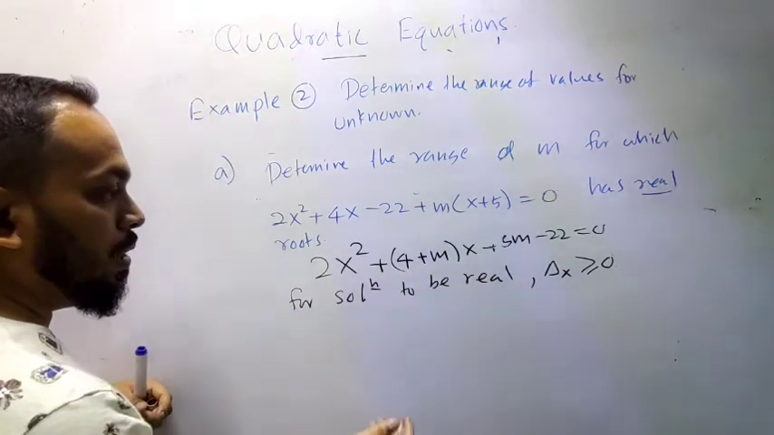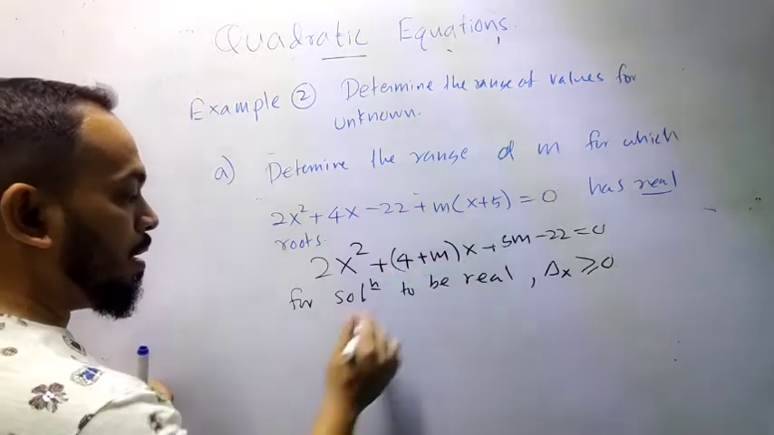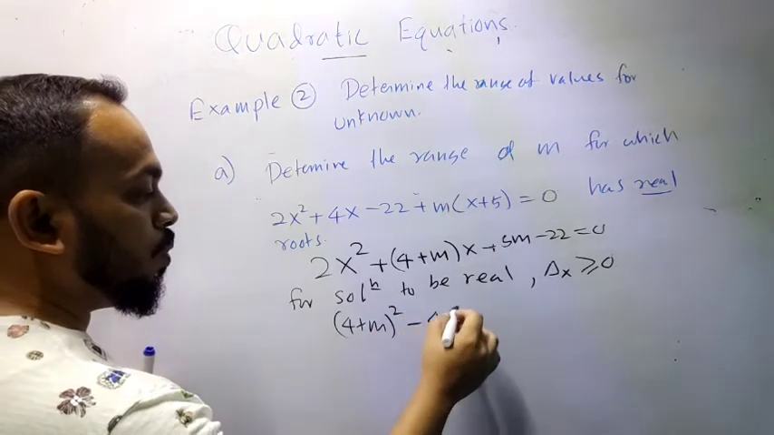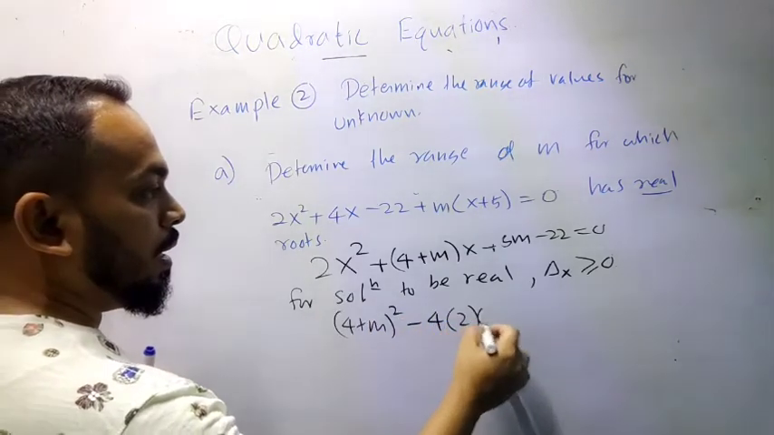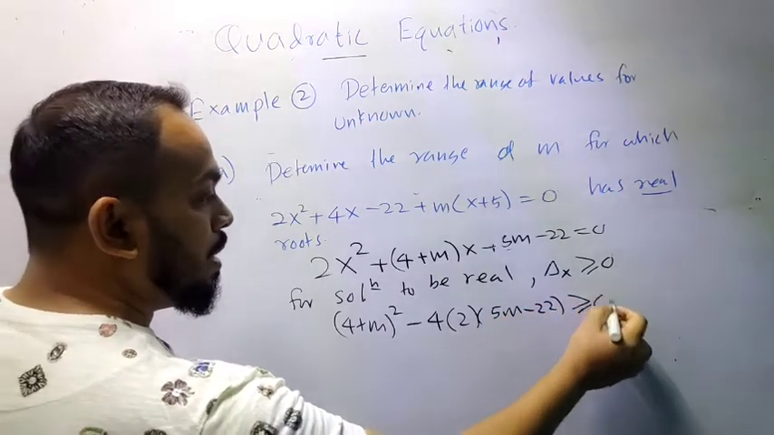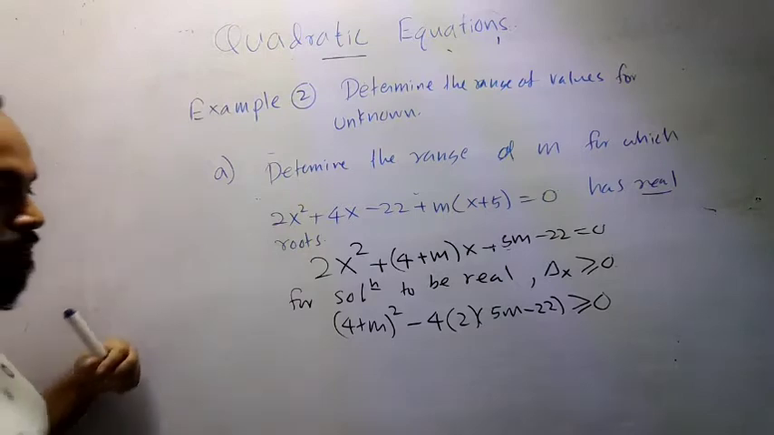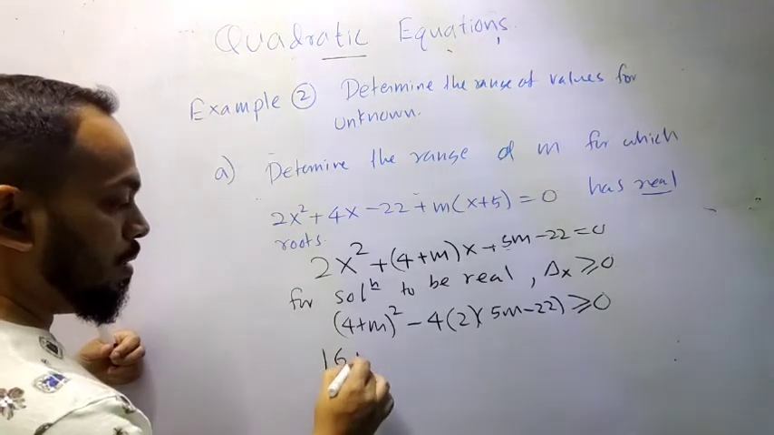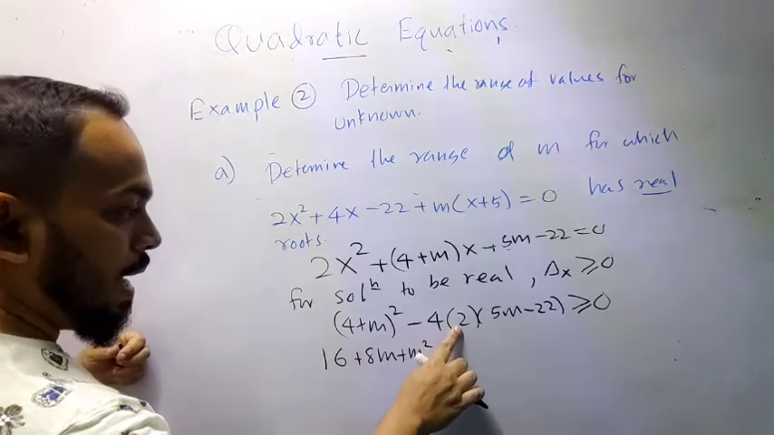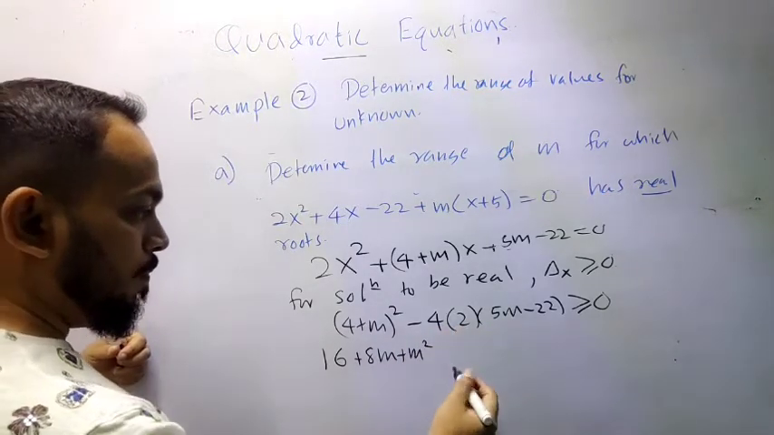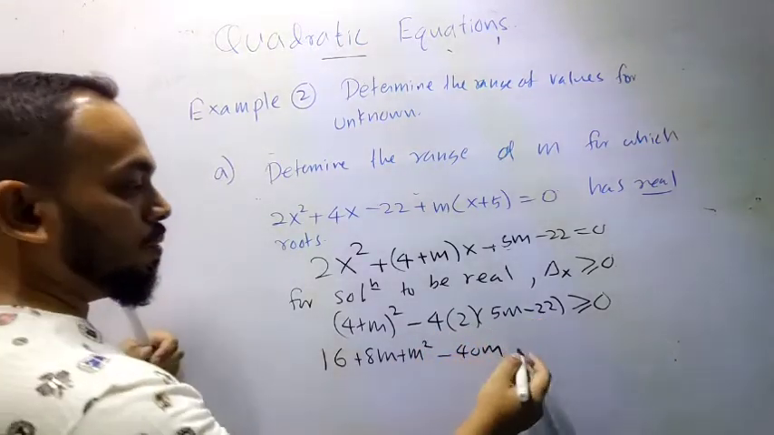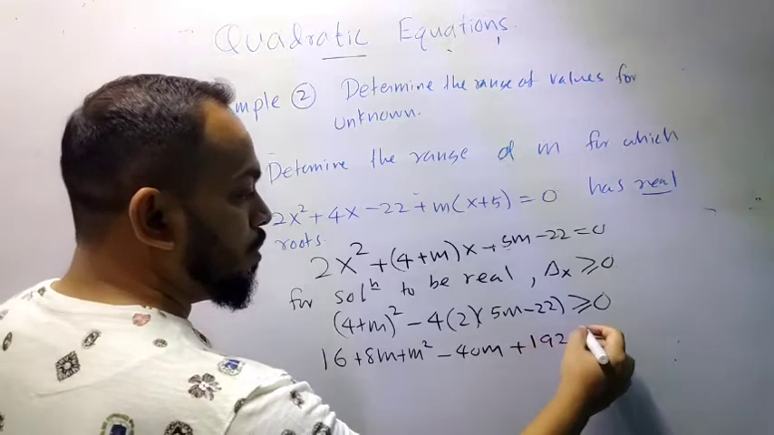Now you have to keep writing. In front of x we have 4 plus m, squared, minus 4 into a into this 5m minus 22, must be greater than or equal to 0. Here we get 16 plus 8m plus m squared. This is minus 8. 8 into 5m means 40m. And 8 into 22, that gives you 192.